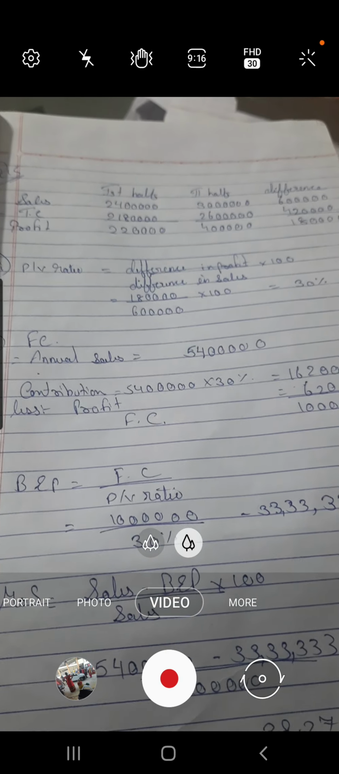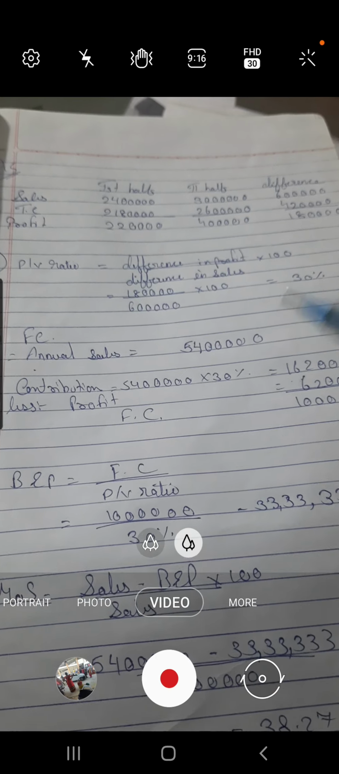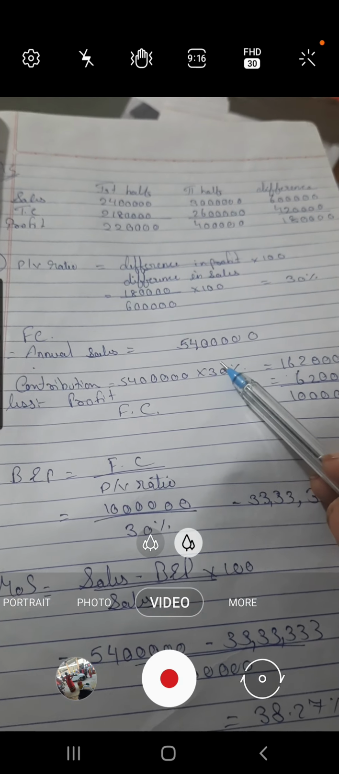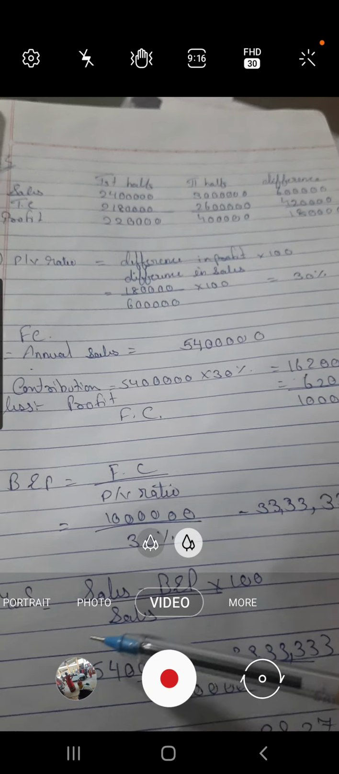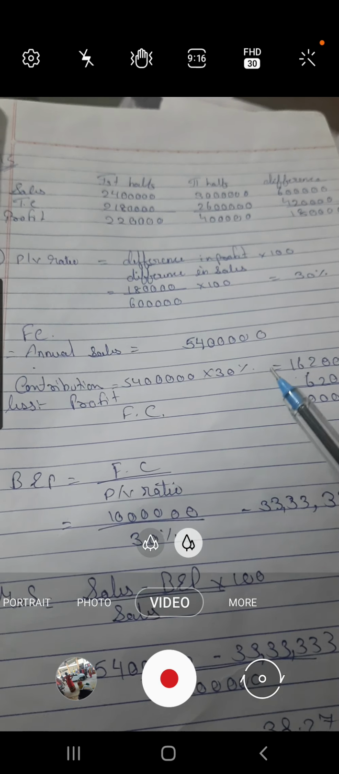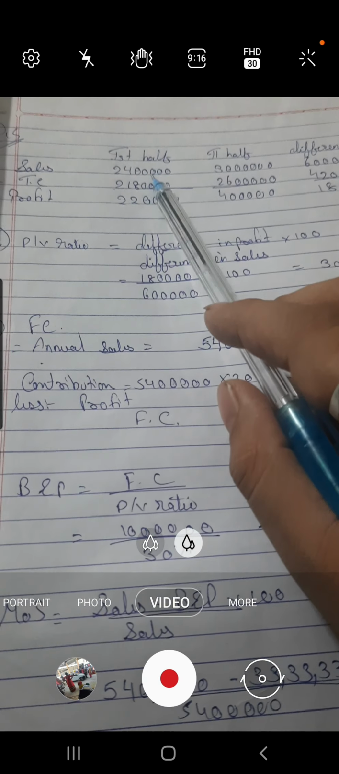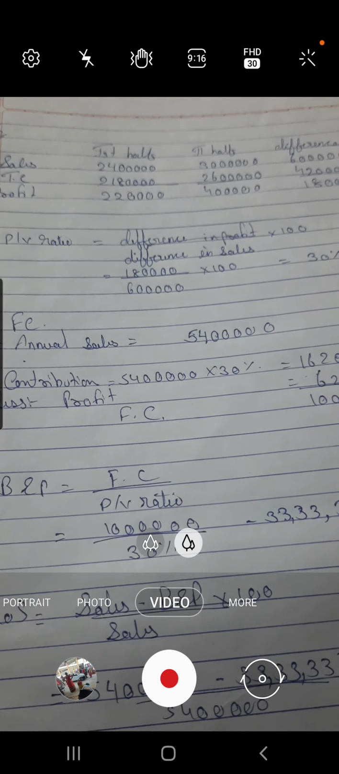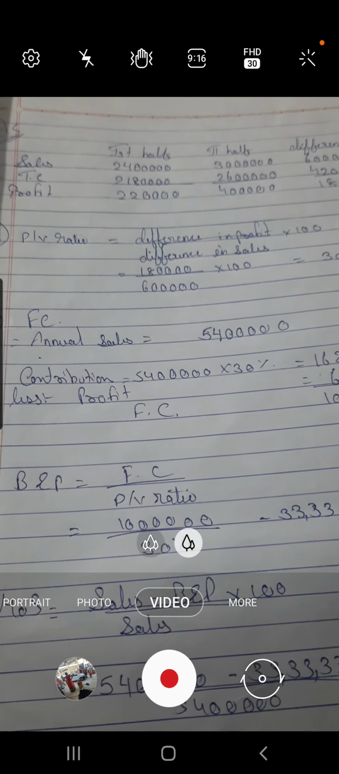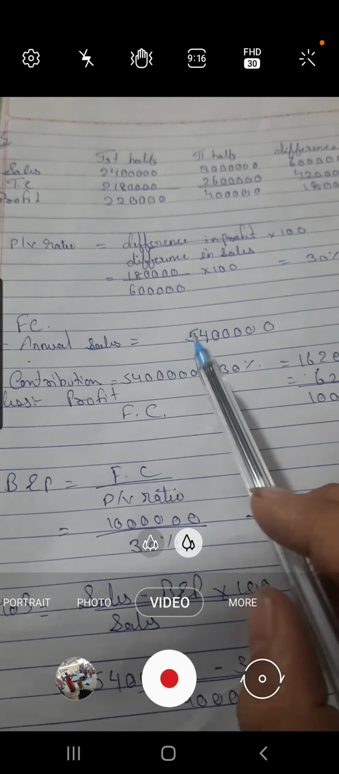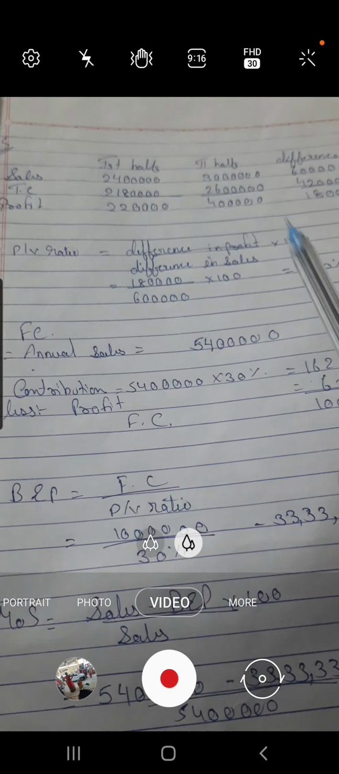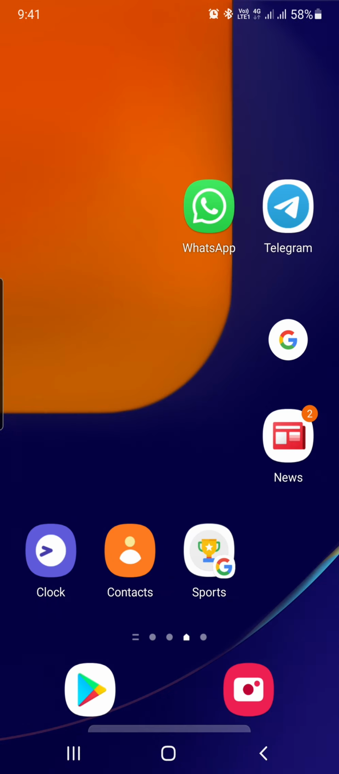Second, we have to find out fixed cost. And the actual sales is 54 lakh. Where did the actual sales of 54 lakh come from? 54 lakh will be 30 plus 24 lakh. The total sales value is the actual sales, which is 30 lakh plus 4 lakh.